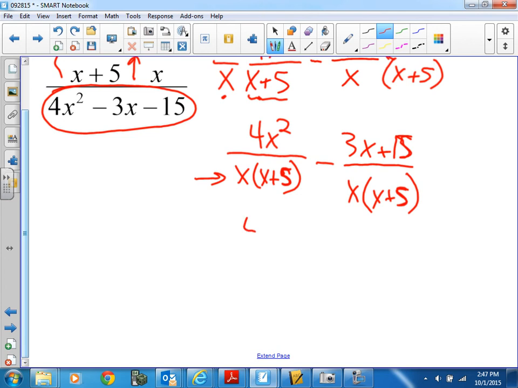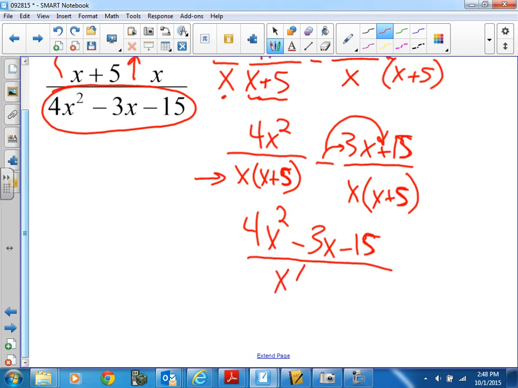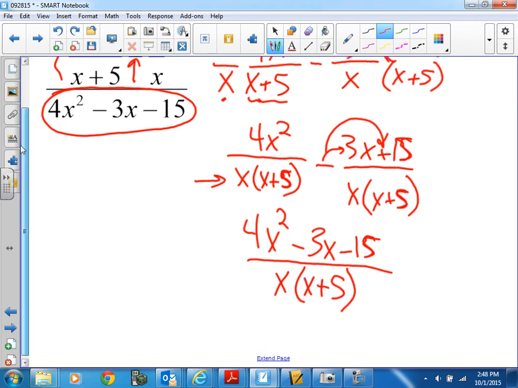So I'm going to have 4x squared minus. Now be careful. When you have a minus, you have to distribute that minus here and here. So when it's a minus, you got to be careful. So it's going to be minus 3x. It is as if you're multiplying it by negative 1. So we're going to have negative 3x minus 15. All right, so we have all that. So that's okay, and we have our common denominator of x times x plus 5. Again, that's just the top. So we just dealt with the top.